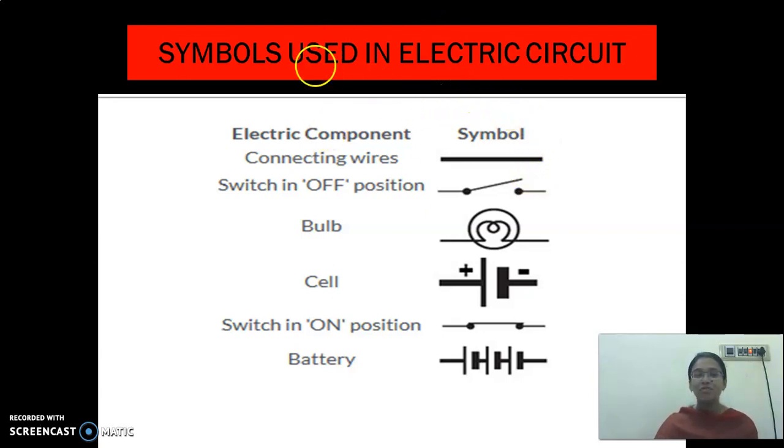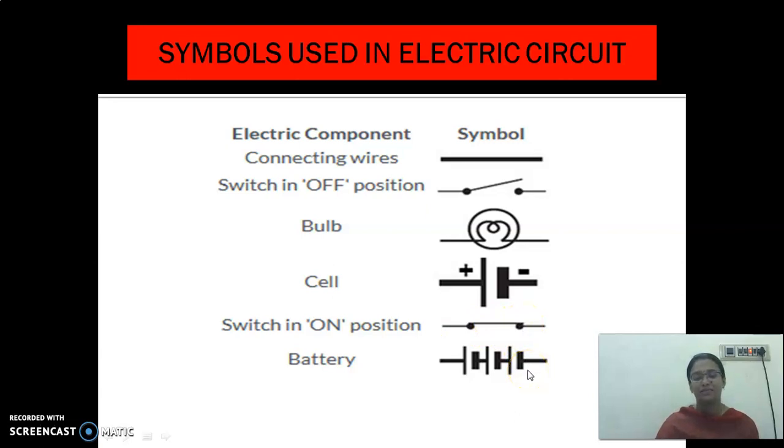This is a symbol for connecting wire, and this is the symbol for when the switch is in off position. And this is a symbol for bulb. What is this, children? Symbol for bulb. And as I already said, it is a symbol for cell. If the switch is in on position, there is no disconnection, so everything will be connected. See here. Off position means this end does not touch here. If it is on position, everything is connected together.